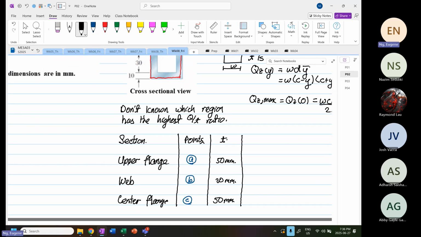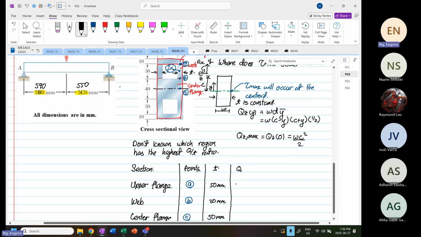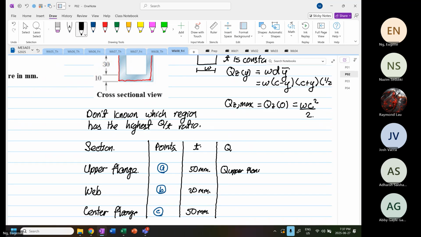Now, if we consider the first moment of area, we know that for the upper flange at point A, the Q of the upper flange will be at its minimum. We are very sure about that.